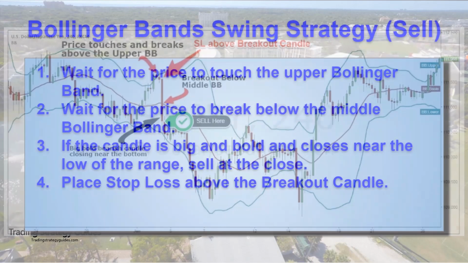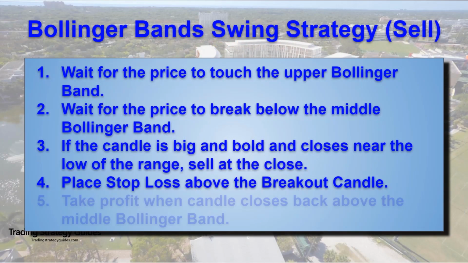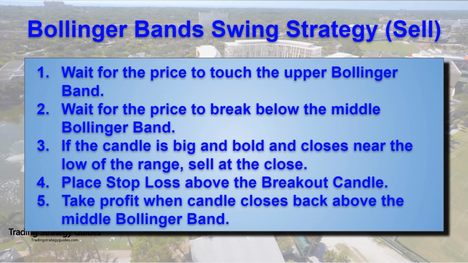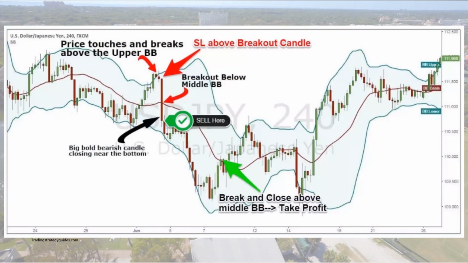Simple is good. And lastly, we have to decide where to take profit. We're going to take profit when the candle closes back above the middle Bollinger Band. Now in this case, of course, we're looking at a sell trade example. So if the price breaks above the middle Bollinger Band, it's time to think about taking our money and going home, since this is actually a really good signal of a reversal.